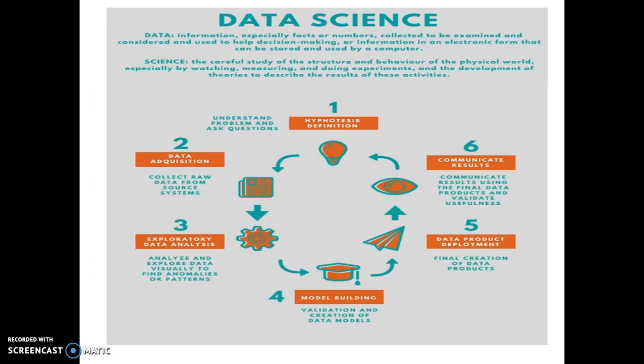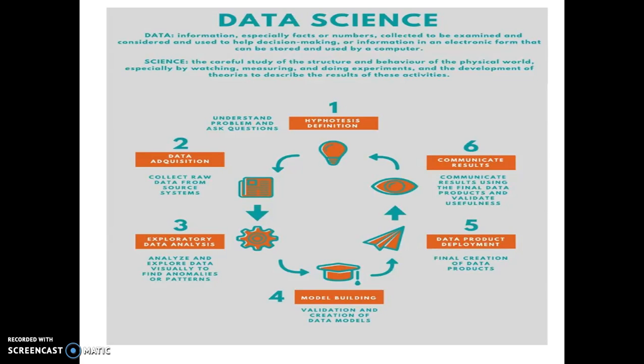So first we'll see what is data science. Data is the information, numbers, and collected information which is used to help decision making. It comes in an electronic form. It can be stored and used by data scientists. And what is the science? It's the study of the structure and behavior of the physical world, measuring, doing experiments, and developing theories to describe the results of these activities. And there are six basic steps here.